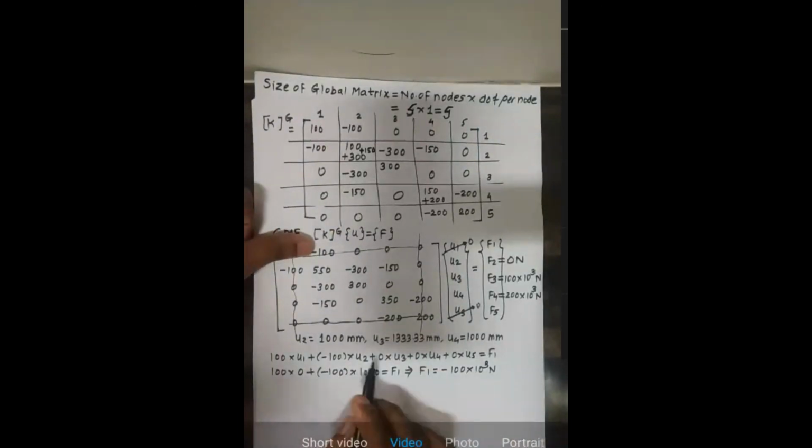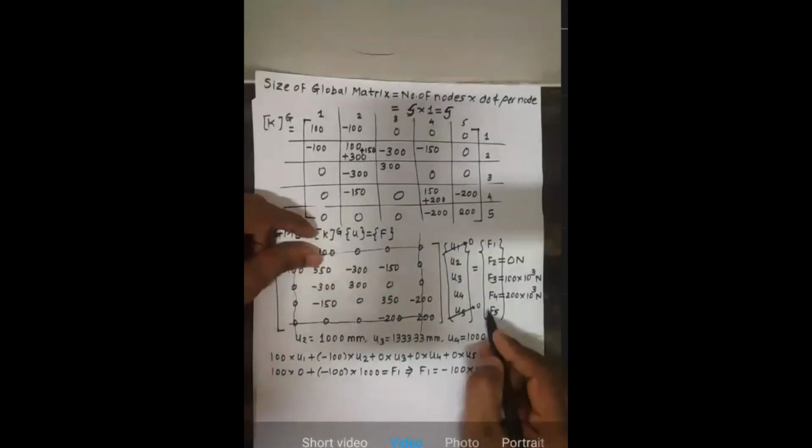This is minus 100, and 1,000 I will write down as 10 to the power 3. Next, go for F5. How will you calculate F5? Last row multiplied by this column.